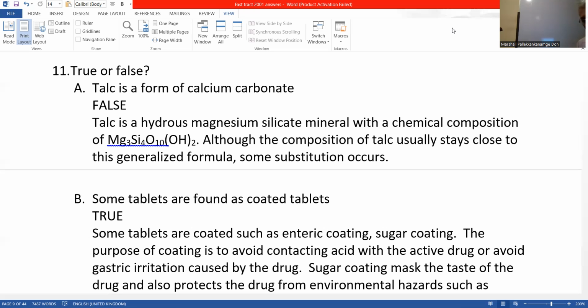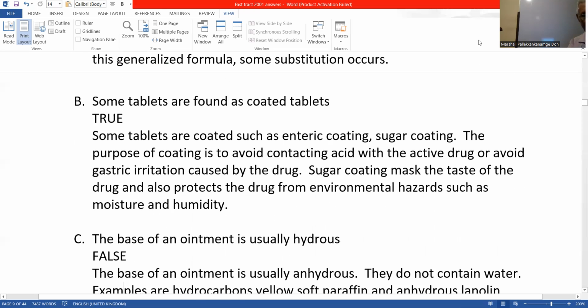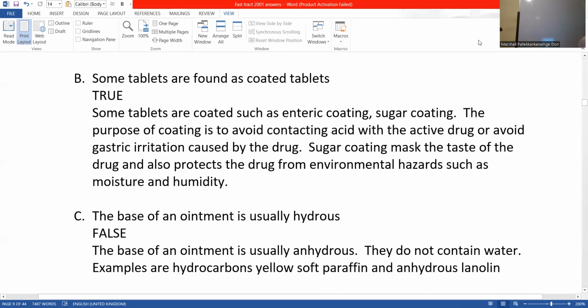Okay. Now B, some tablets are found as coated tablets. That is true. The coating is in different forms: sugar coating, enteric coating, film coating. So the purpose of coating is different. For film coating, it may be to protect from the environment or give a better color to the tablet, or it may be to cover a smell of the tablet, bad smell, bad taste.